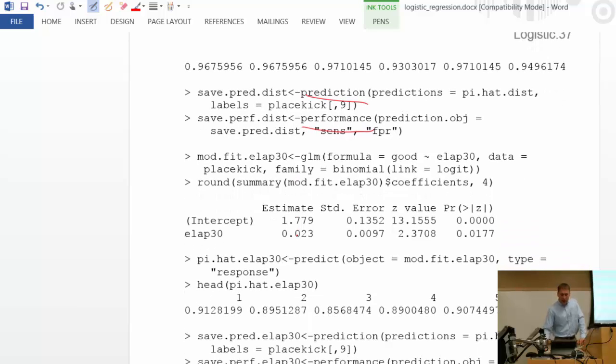Let's compare that model then to a model that only has elapsed 30 in it. Remember what that represents is the minutes left to go in a half when the place kick is attempted. You would think that the lower the number, meaning the lower the minutes, the more pressure perhaps would be on the place kicker because it's getting towards the end of a half. Notice when I estimate the model, I get a p-value of 0.0177 for lap 30. So there is some evidence, not necessarily very strong, that lap 30 is important in predicting the probability of success.